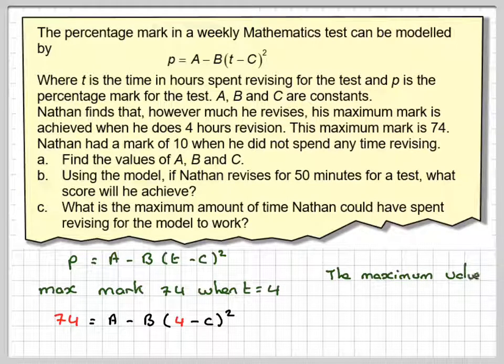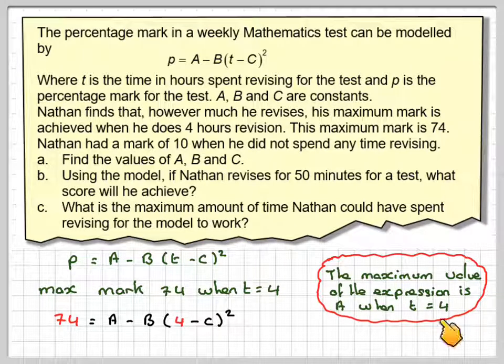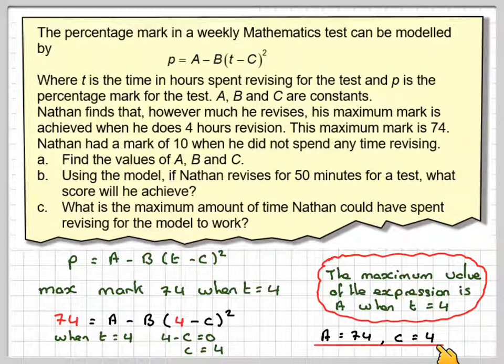So the maximum mark value of the expression is A when T is equal to 4, because that makes the bracket equal to 0. When T is 4, we get 4 − C equal to 0, and therefore C must also be 4. Basically, you get the maximum mark when that's 0, and you get the maximum mark of A. So therefore, A is 74, and C is equal to 4. So this needs your understanding of finding the maximum using completing the square form.